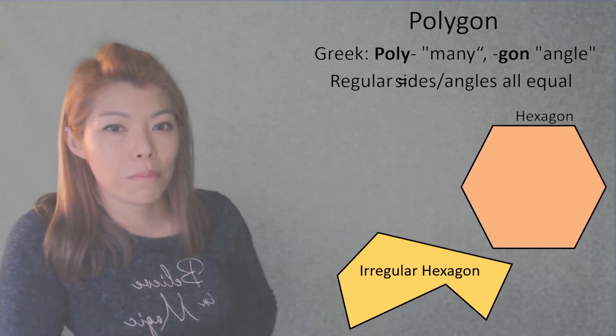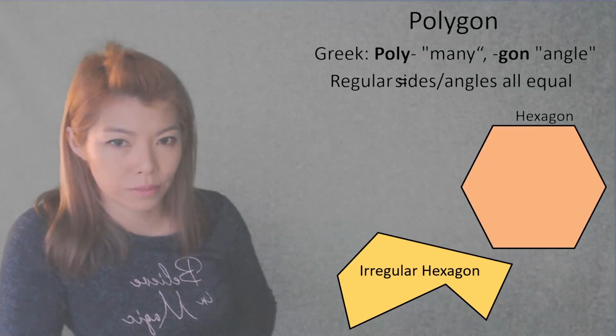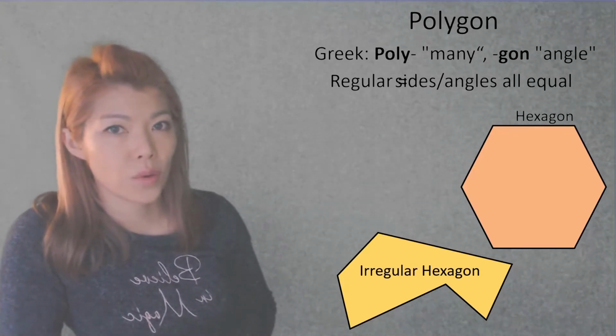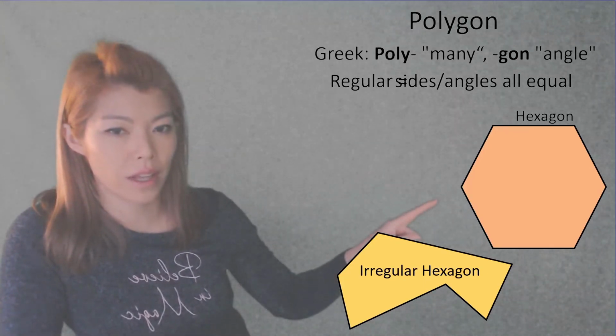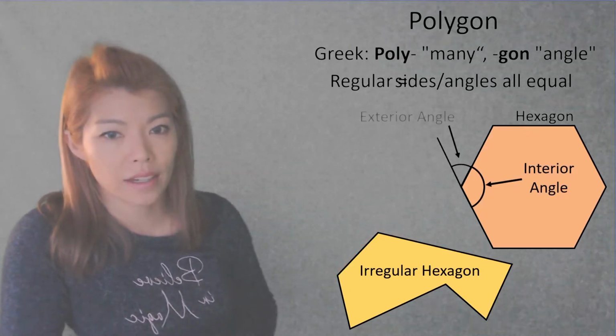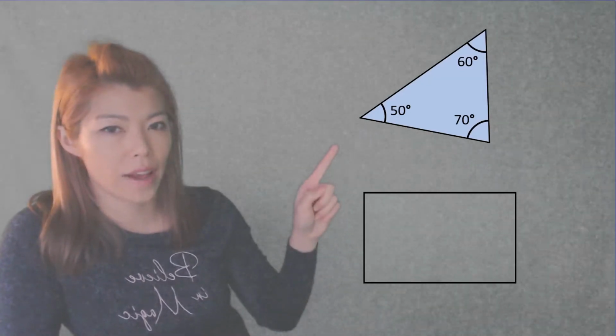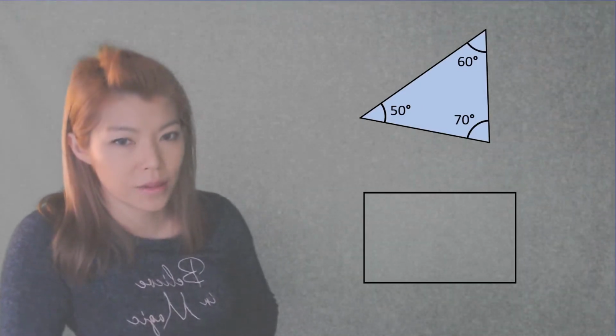Let's look at the word polygon. The word poly means many and gon is angle. In the next slide, we're going to focus on polygons that are regular, and we're going to focus on interior angles. We're not going to look at exterior angles. Firstly, I want you to think about this triangle here. We know that 3 angles add up to 180 degrees.